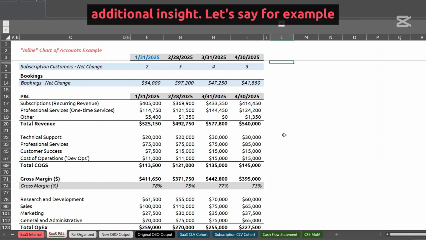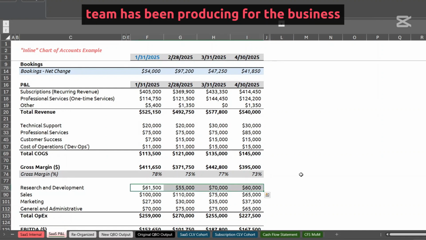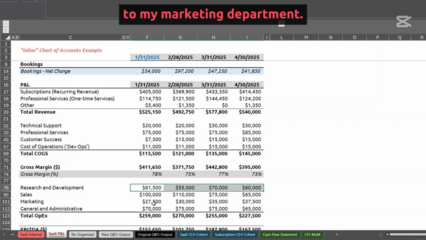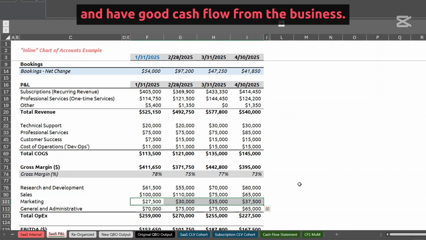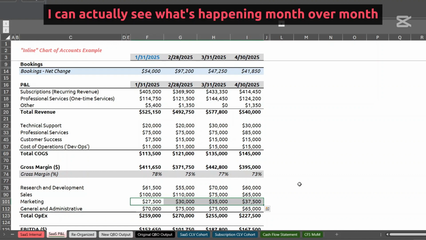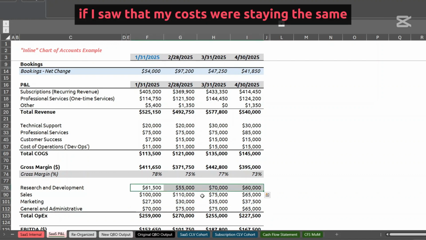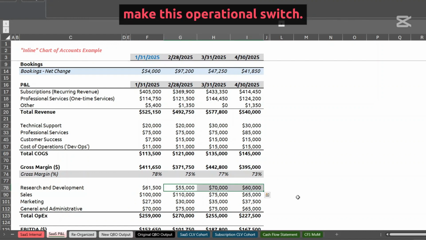Let's say, for example, that I'm the owner of the SaaS business, and I haven't really been happy with what our R&D team has been producing for the business, and I want to shift the dollars that I'm spending in this department to my marketing department. Let's say I want to make this shift because I just want to grow my base and have good cash flow from the business. By having my P&L organized in this manner, meaning by department, I can actually see what's happening month over month as I'm reviewing this, and I would be able to raise my hand if I saw that my costs were staying the same, even though I'd asked my team to possibly make this operational switch.